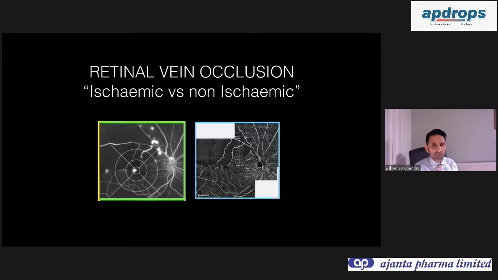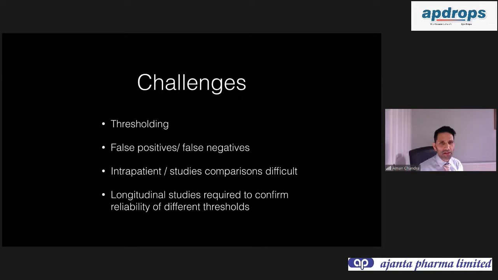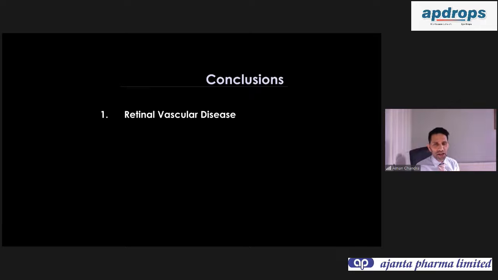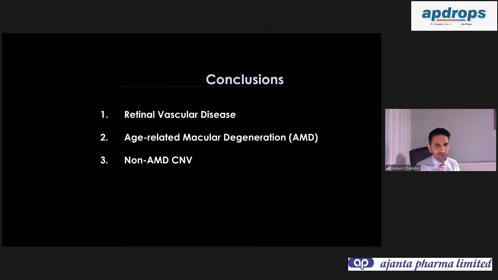Briefly, retinal vein occlusions, you look for this, you can see very nicely demonstrating ischemia. So there's challenges with the thresholding of these images. You can get lots of false positives and false negatives. Because of the different algorithms between the machines, it can be sometimes difficult to compare studies. And we need longitudinal studies to confirm the reliability of different machines. So it's really useful in retinal vascular disease, very useful in AMD, very useful in non-AMD, but there is a learning curve.